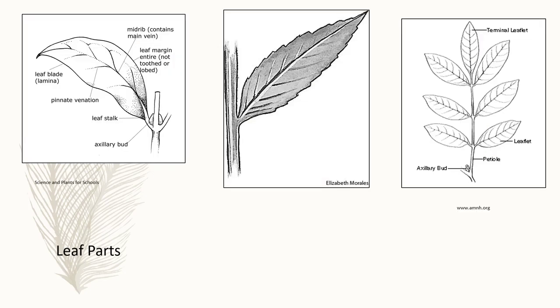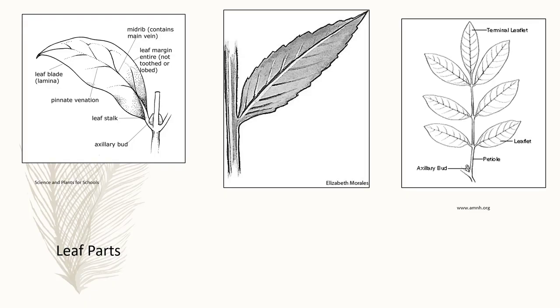Okay, so we've got our midrib, the leaf margin. This is entire. Entire means it doesn't have any teeth, and it's not lobed. The leaf blade, we've got pinnate venation. I'll talk about what that is in a minute. And the leaf stalk, which is the petiole, and the axillary bud. That's how you know that whole portion is a leaf.